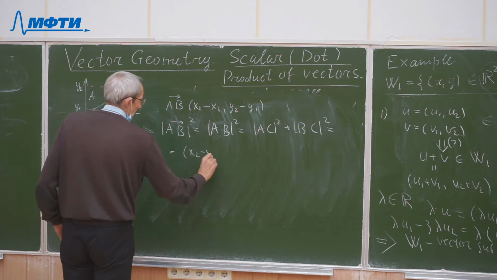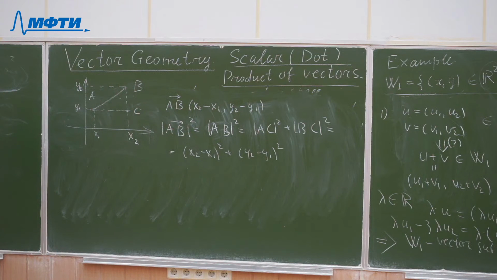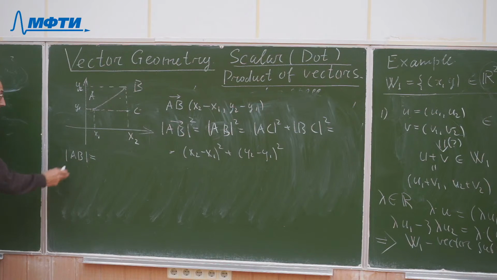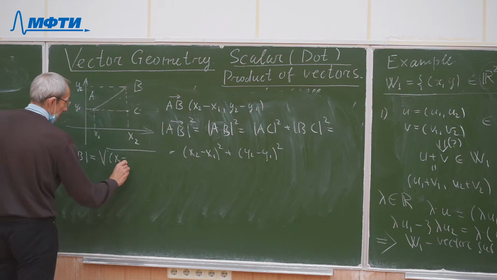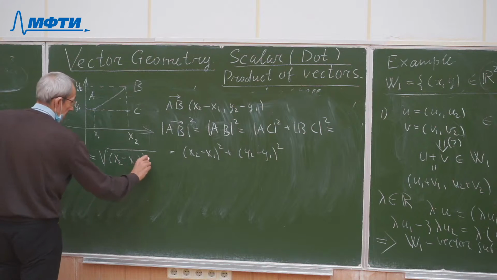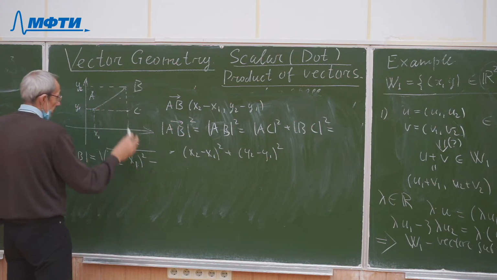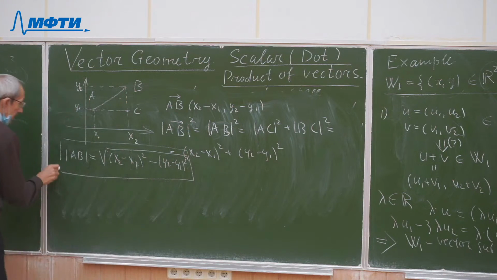And we obtain this expression. And the distance between points A and B is equal to the square root of the sum of squares of differences between corresponding coordinates of points A and B. And we obtain a formula for the distance between points in the geometric plane.